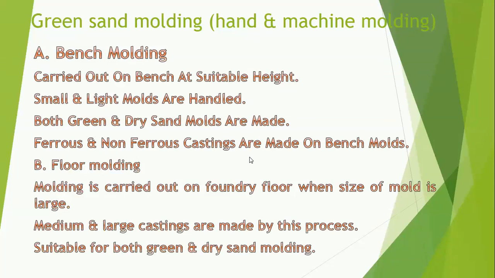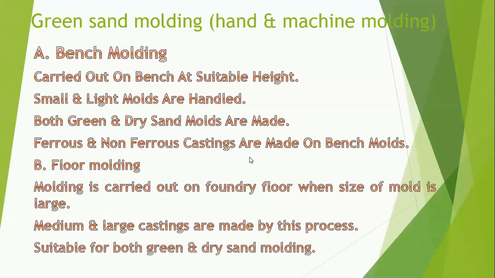Now this bench molding is carried out on a bench at a suitable height. Metallic benches are present in the industry, and a suitable height means the operator can feel very easy to operate those flasks or the machine. It is kept at a suitable height. Small and light molds are handled by using bench molding. Both green and dry condition molds are made. Ferrous and non-ferrous metal castings are made on the bench molds.